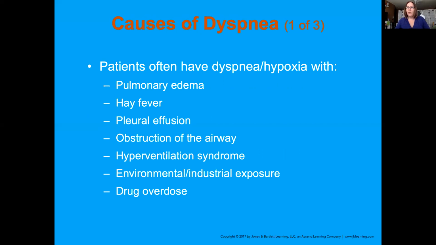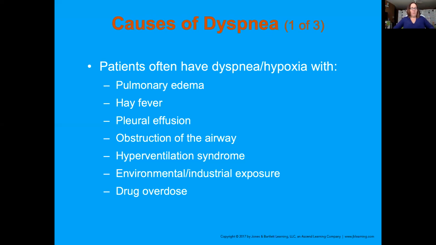Pleural effusion is where fluid builds up in the pleural lining, right? You have the parietal pleura and the visceral pleura, and there's that space between. That space should be nice and smooth. It should have surfactant. Well, fluid can build up in that, and as the fluid builds up in it, there isn't as much room for the lungs to expand and contract.